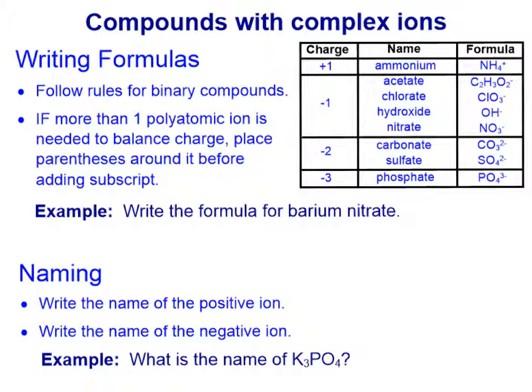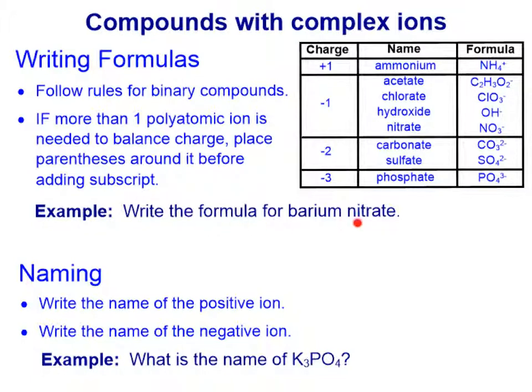So how do we write formulas and name compounds that have these polyatomic ions in them? I just copied the little chart down so we could see that off to the right. It's really easy to name these and to write their formulas. We just follow the rules, basically, for binary compounds. There's only one extra thing that I want to note about them. If there is more than one of these polyatomic ions that is needed to balance the charge in our formula, we're going to need to place parentheses around it before we add its subscript. And let's look at an example so that you know what I'm talking about.